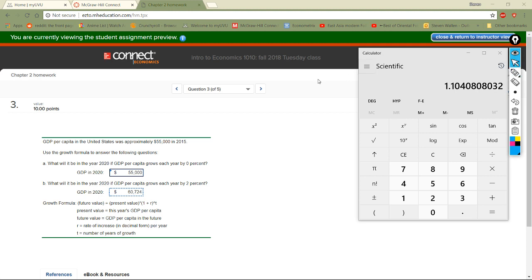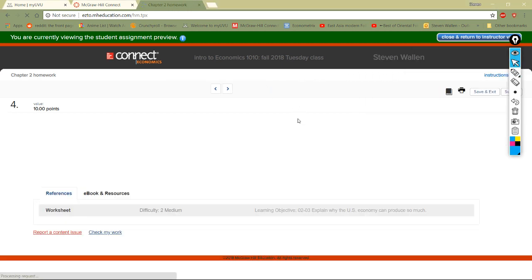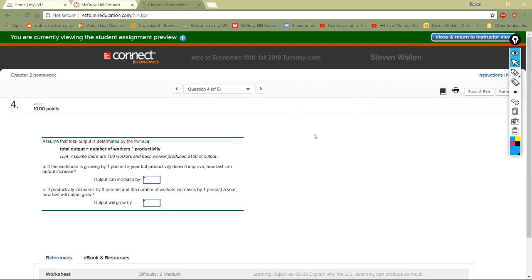Get our cursor back. We're almost there. We're on question 4. Now this one's a bit longer than some of the homework, so we'll get through it. This goes quick though. All right, it gives you an equation.